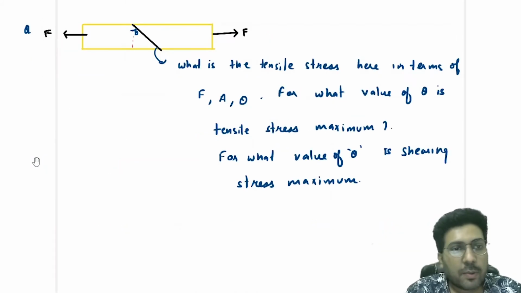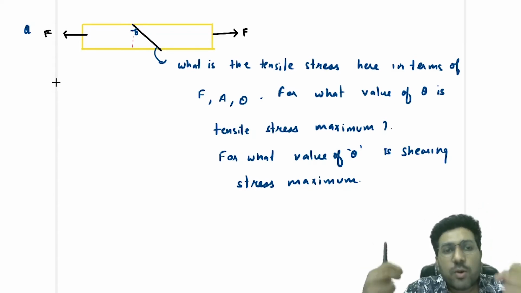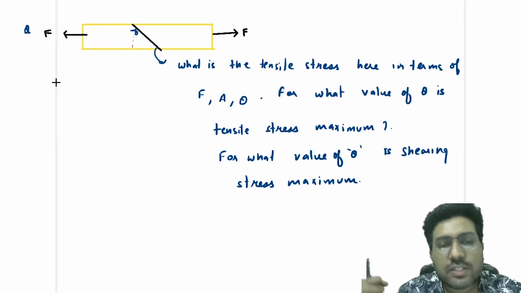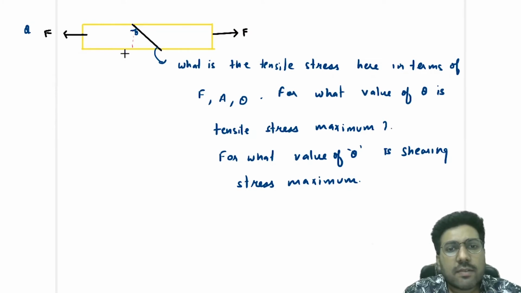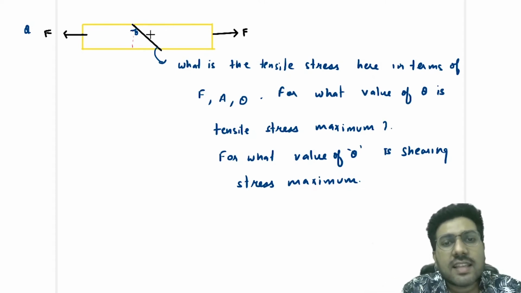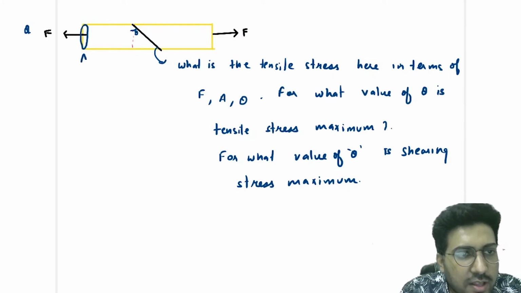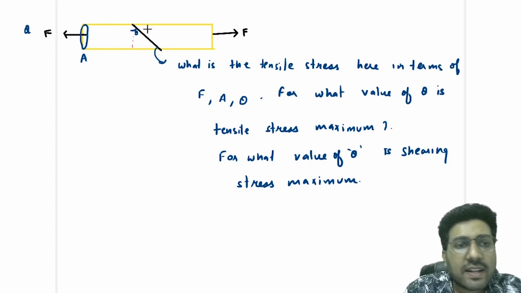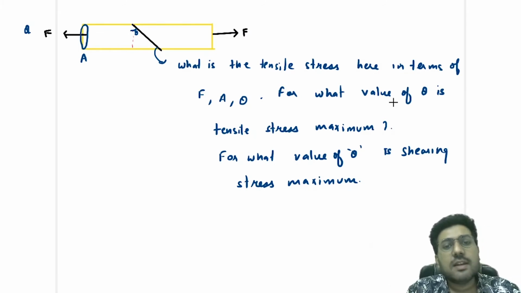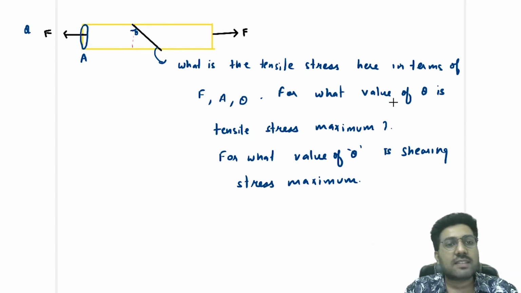Now, in this question, it is given that you have a rod which is pulled from both sides with a force F. That means a tensile force equal to F is given from both sides. Then they are asking, in this cross section of the rod, what is the tensile stress in terms of F, A and theta? A is the area of cross section of this rod. We need to find the tensile stress on this surface. Also they are asking for what value of theta is the tensile stress maximum, and for what value of theta is the shearing stress maximum.